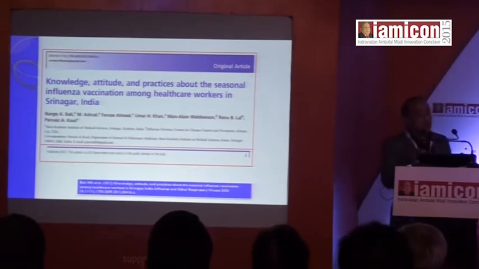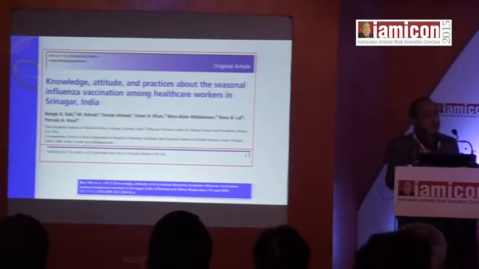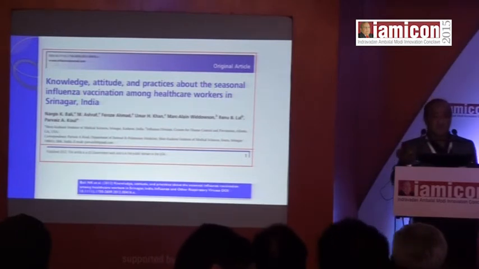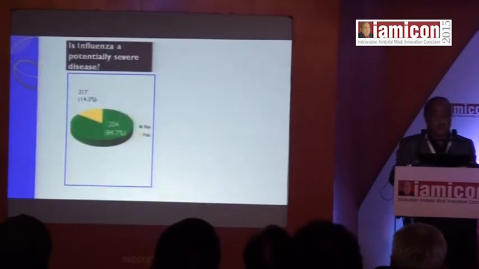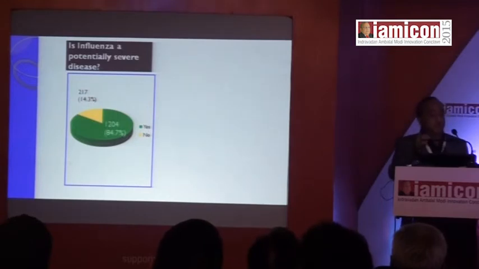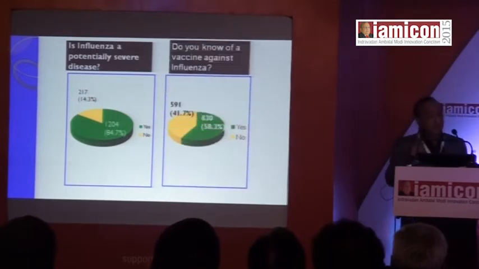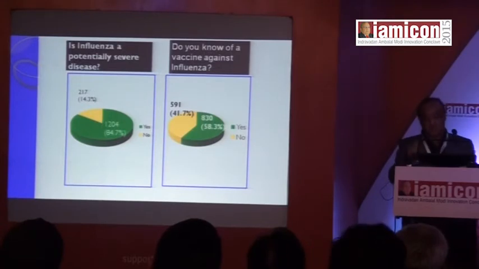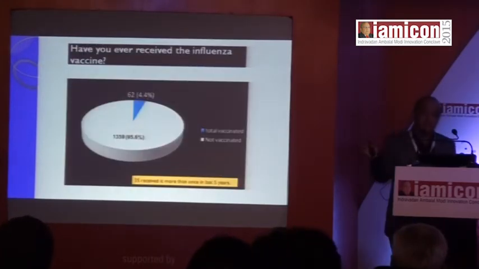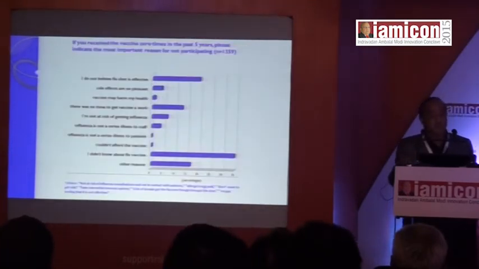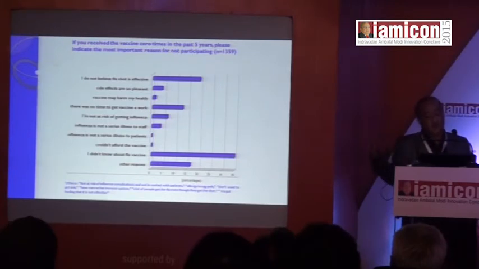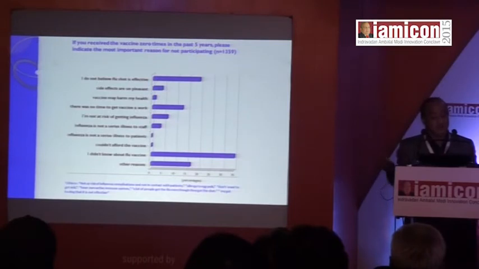We also looked at our own place. What is the knowledge, attitude, and practices about seasonal influenza vaccine in Kashmir? We recruited around 1,400 people. Despite the fact that nearly 84% said that influenza is a potentially severe disease, and they knew that there is a vaccine available against influenza, only 4% had actually received the vaccine. And when we asked them why they did not participate in the vaccination program: I don't believe flu vaccine is effective. I didn't know about the flu vaccine. There was no time to get vaccine at work.